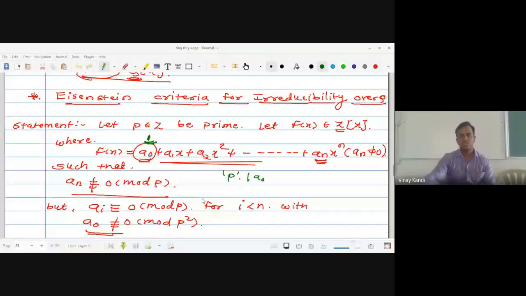Okay. In the previous lecture, we saw the existing criterion for irreducibility of a polynomial over the field of rational numbers, Q. What is the statement? Let p belong to Z, any prime number. Let f of x belong to Z of x, where Z is the set of integers, the ring of polynomials over the integers, where f of x is equal to a naught plus a1x plus a2x square up to and so on an x raised to n, where an is not equal to 0, such that an is not congruent to 0 mod p.